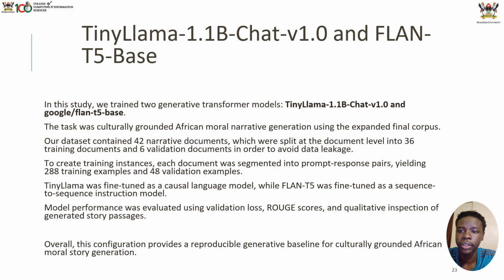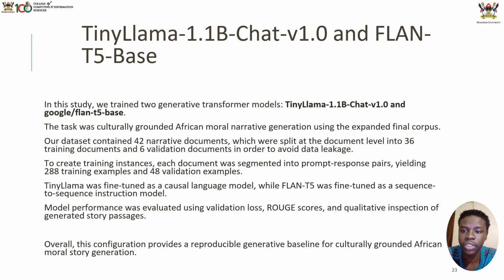Here you have the Llama and FLAN-T5 models. In this slide, we move to a different task, which is story generation. We train two generative models, Llama and FLAN-T5 based. The goal was to generate culturally grounded African moral narratives. We had 42 documents in total. We split them into 36 for training and 6 for validation. This split was done at the document level to avoid data leakage.